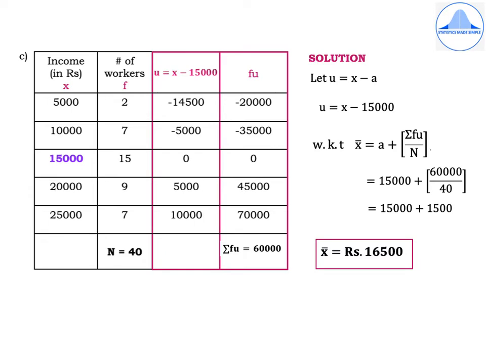Then form the column fu. The values are minus 20,000, minus 35,000, 0, 45,000 and 70,000. Summation fu is equal to 60,000. Substituting in the mean formula, you get the step as 15,000 plus 60,000 divided by 40. On simplification, 15,000 plus 1,500, or you get x bar equal to rupees 16,500.